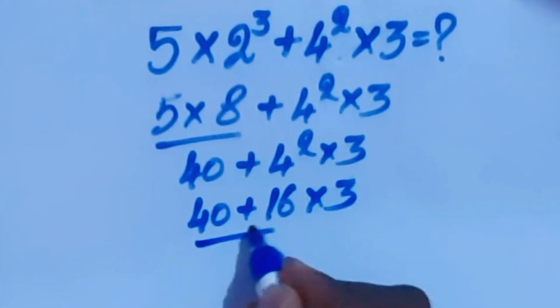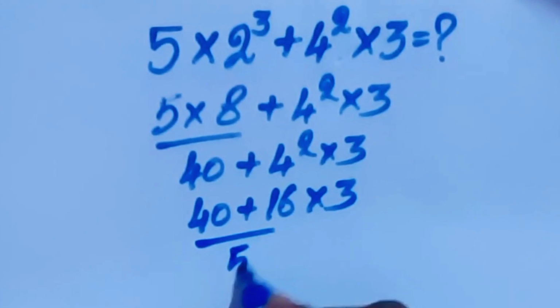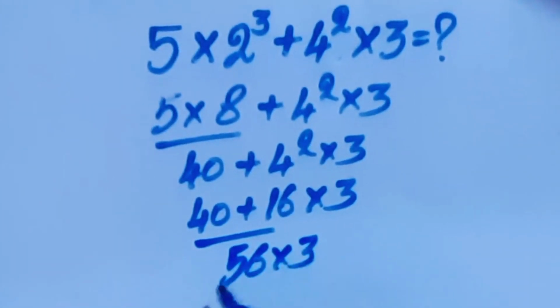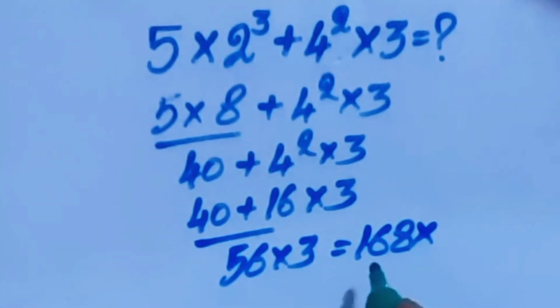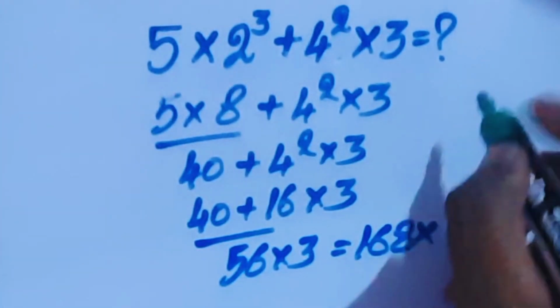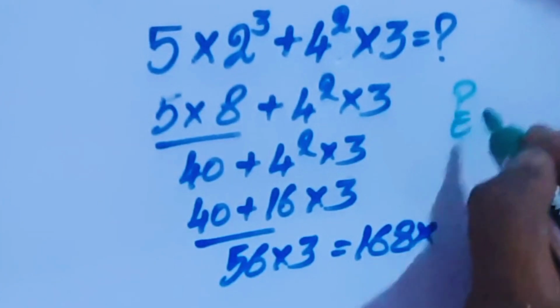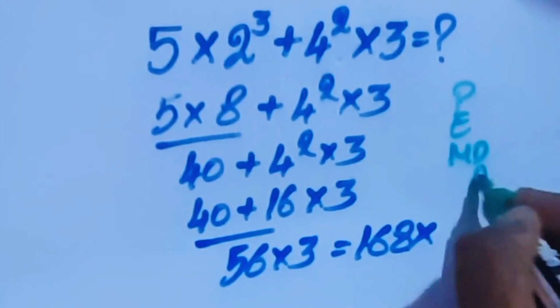Here 40 plus 16 is 56, times 3. Here 56 times 3 is 168, which is the wrong answer. As per the order of operations, this 168 is the wrong answer. Here we are going to introduce the PEMDAS rule from the order of operations.